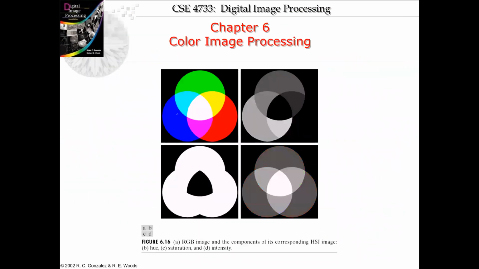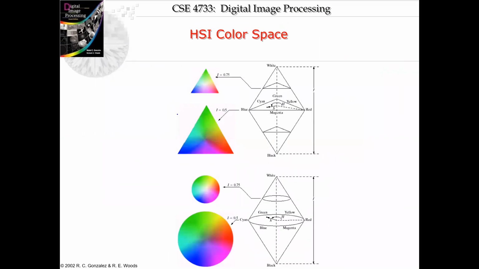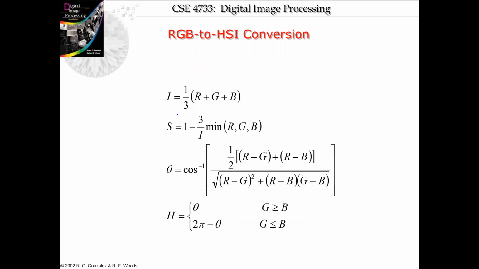Like in the original formula, we had saturation equals 1 minus 3 over R plus G plus B. That was just the inverse of intensity. You are talking about this particular equation? Yes, sir. Okay, this is the conversion from RGB to HSI, you didn't modify anything. This is the conversion from RGB to HSI, okay?